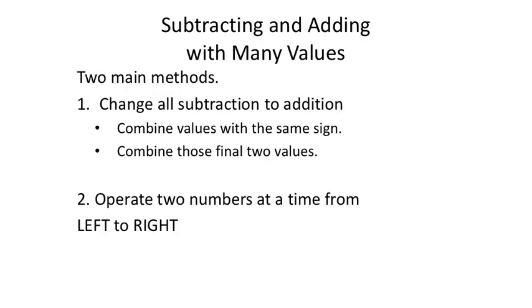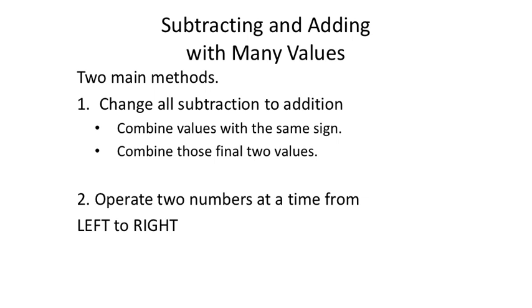So subtracting and adding with many values has 2 main methods. You can change any subtraction that you see into addition, which will allow you to combine values of the same sign, and then combine those two, the positives and negatives, into one final value. That requires some commutative property kind of stuff, but it depends, each can choose for themselves.